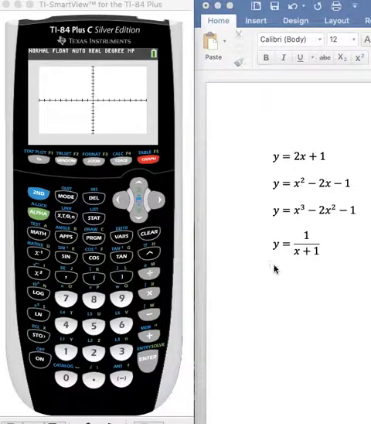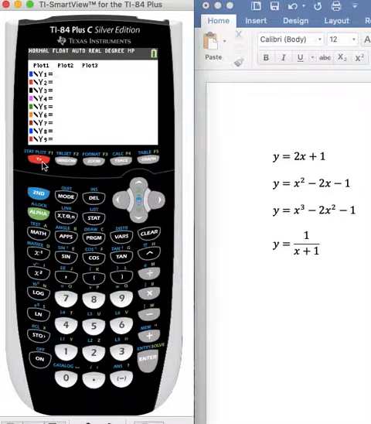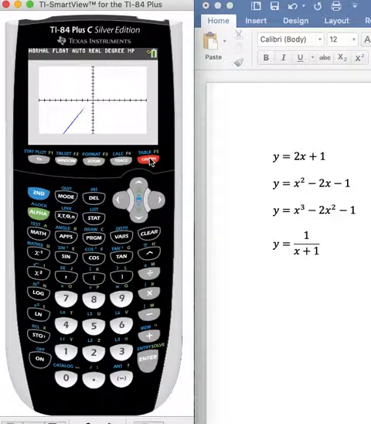So to enter the equation, we go up here to the y equals button and just type the equation in. So in the case of the first one, 2x plus 1. To see the graph, we go to the Graph tab, and there you are. Okay.